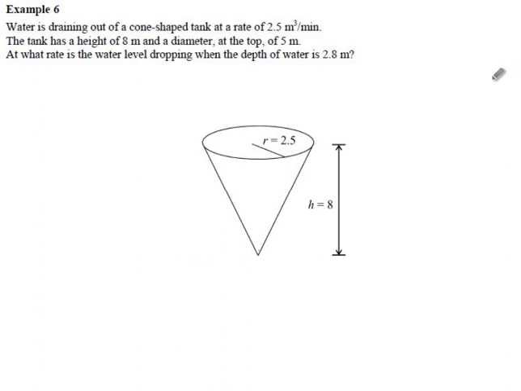Water is draining out of a cone-shaped tank at 2.5 cubic meters per minute. They tell us how big the tank is. At what rate is the water level dropping when the depth is 2.8 meters?